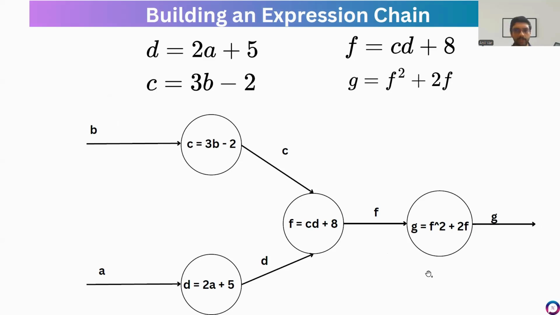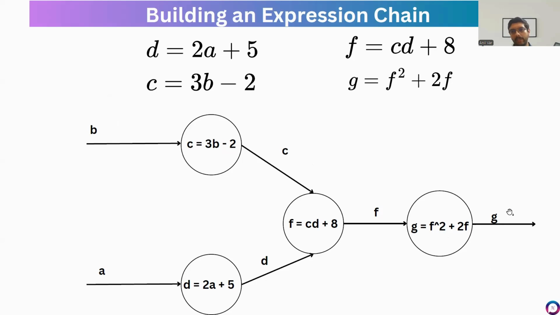So you see how this chain works, right? The output is G. The inputs are A and B. A first goes here, 2A plus 5, which gives us D. B goes through this and becomes C with the expression 3B minus 2. C and D here become F through the function CD plus 8. And then that F becomes G, because it's F squared plus 2F. So it's a chain or a tree of expressions that are connected.